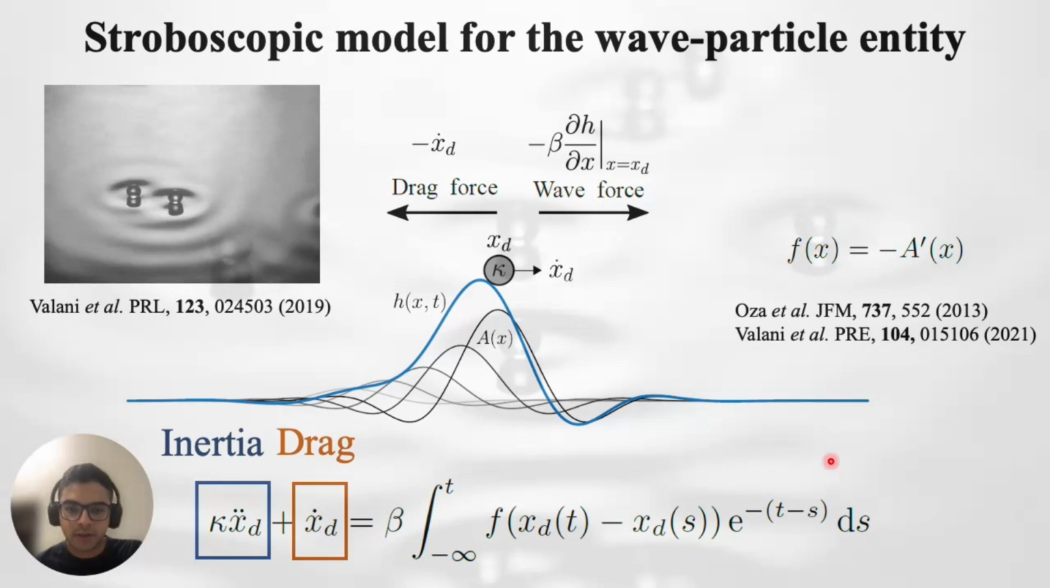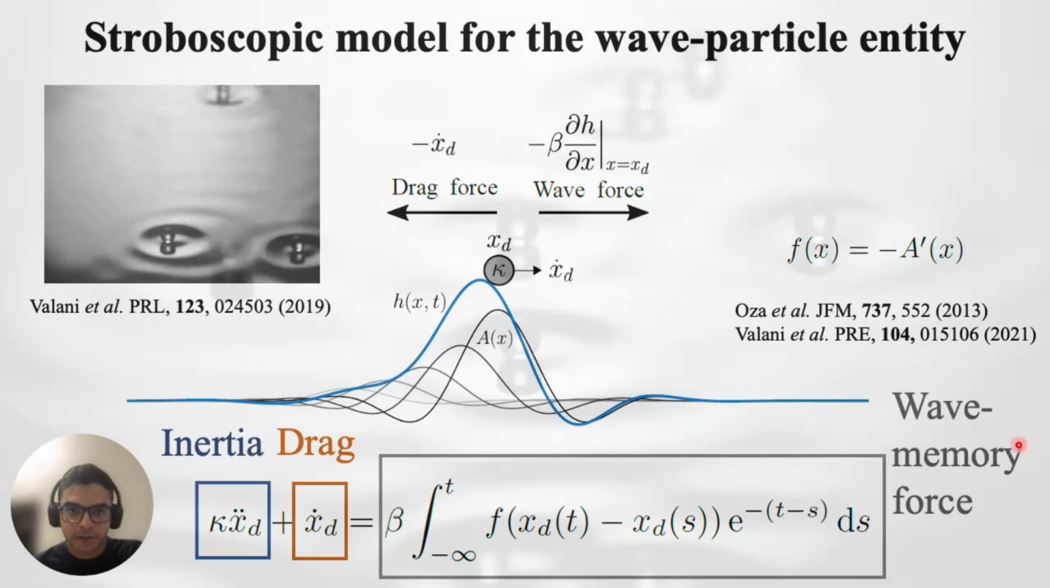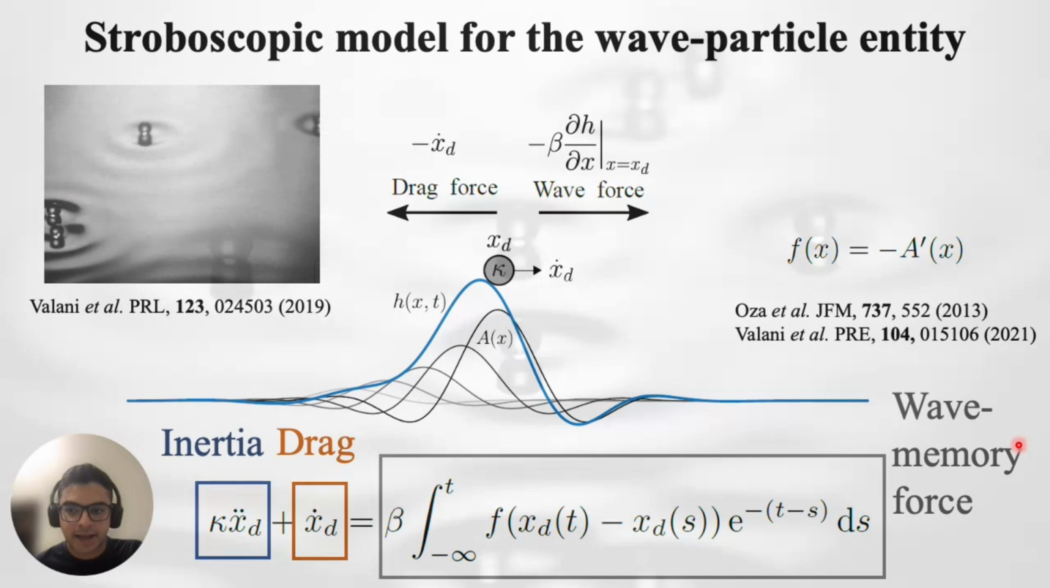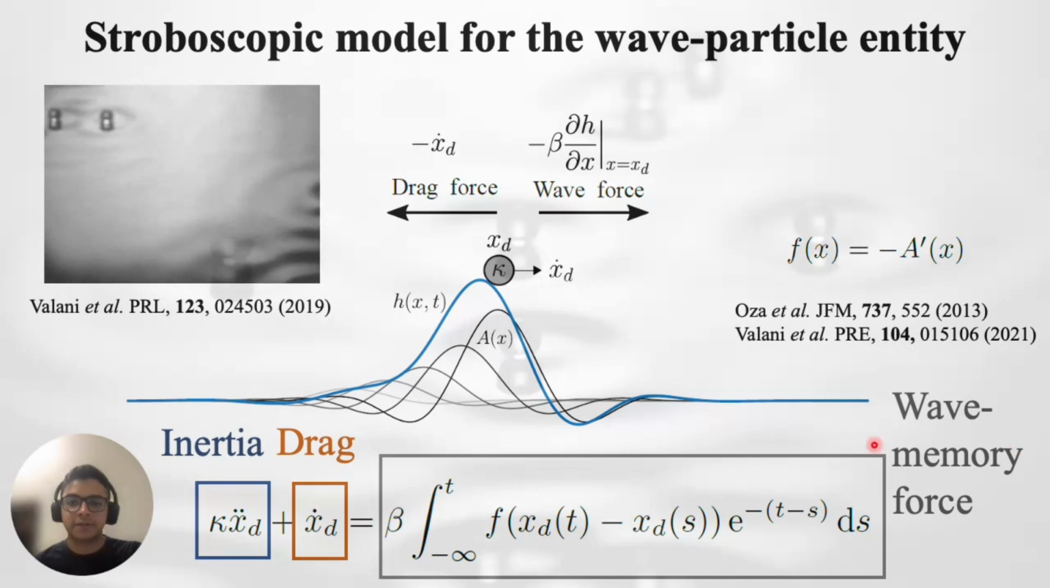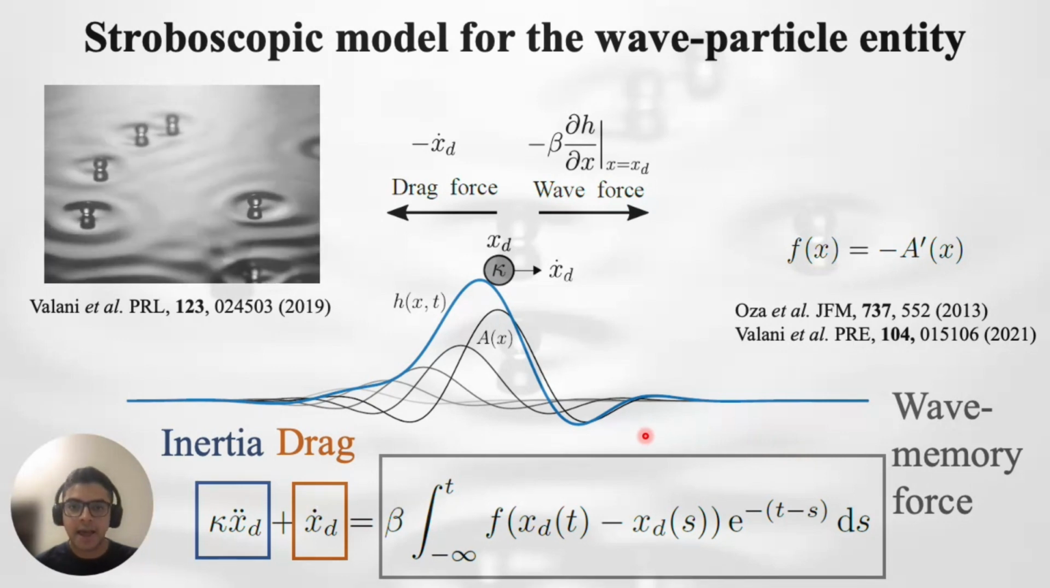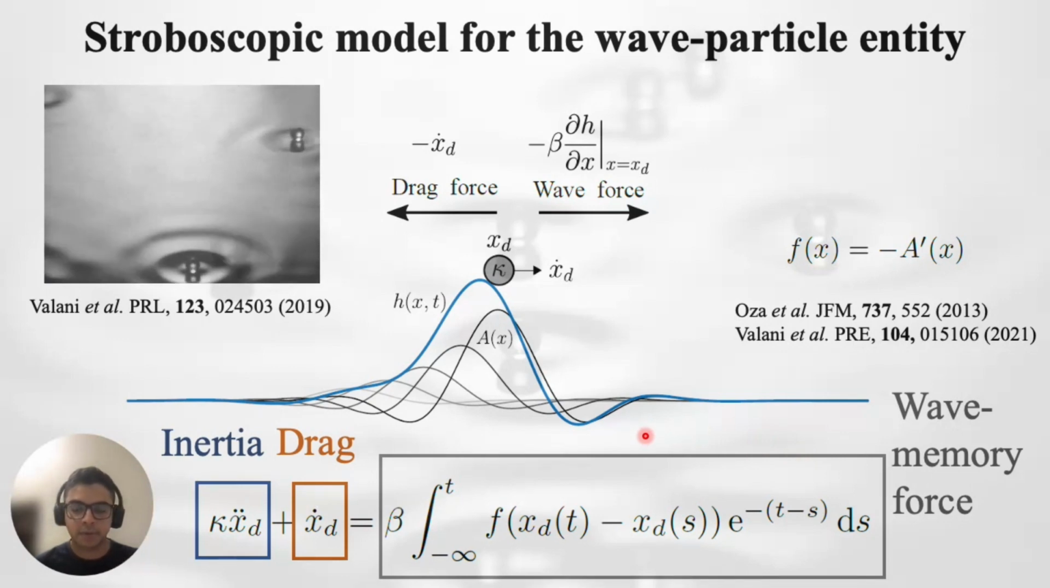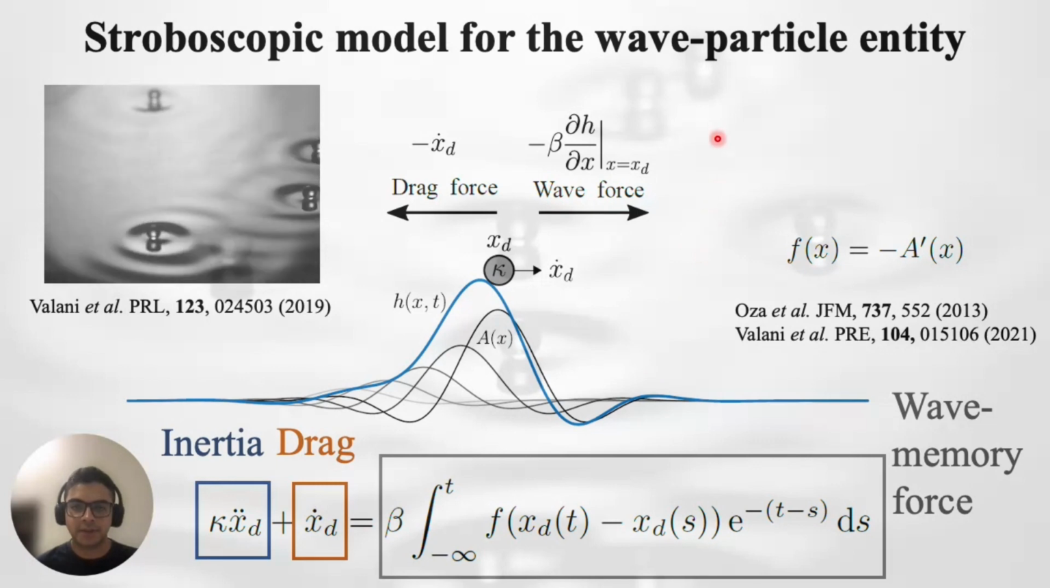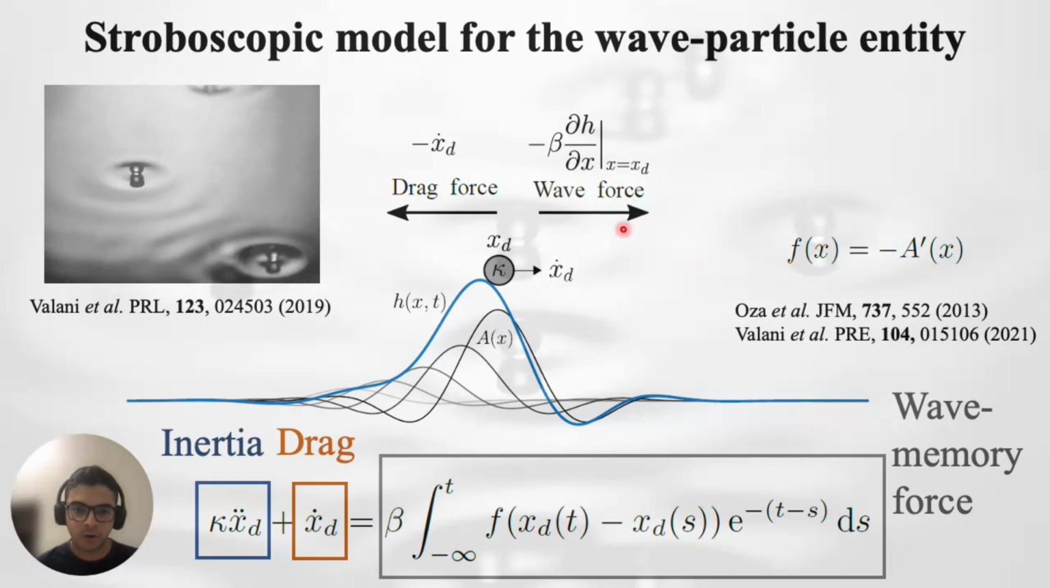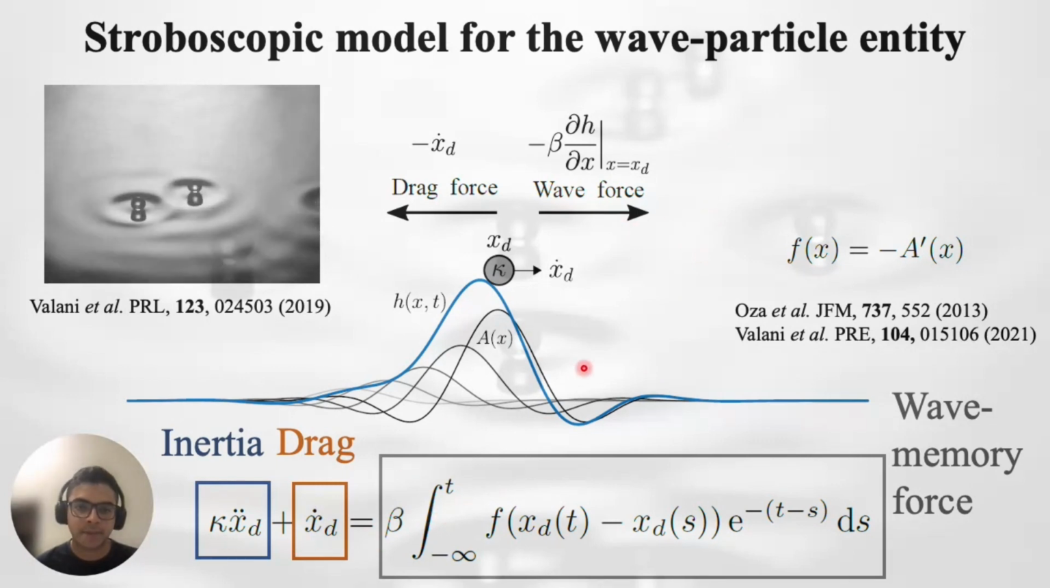And then the term on the right-hand side is the force that the droplet feels from its underlying wave field. This force is calculated through integration of all the waves created by the droplet in its past, and the force on the droplet is proportional to the gradient of the wave field. So in the end, we have an integral differential equation that describes the motion of the droplet along with two dimensionless parameters, kappa and beta.